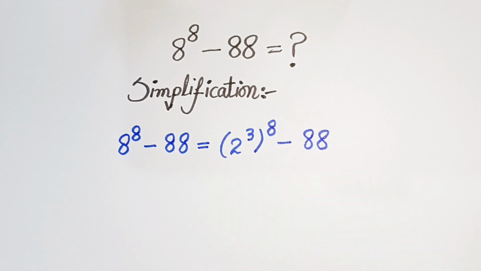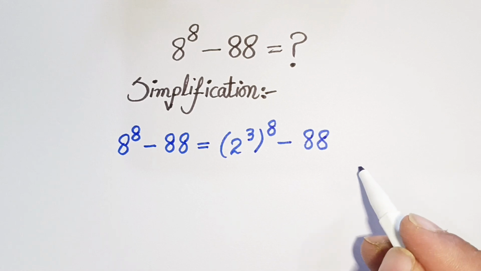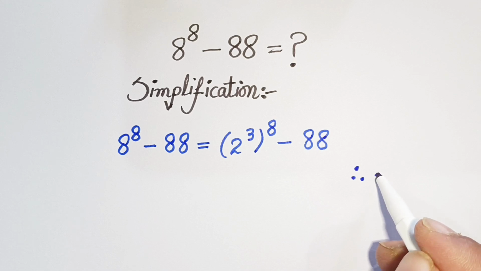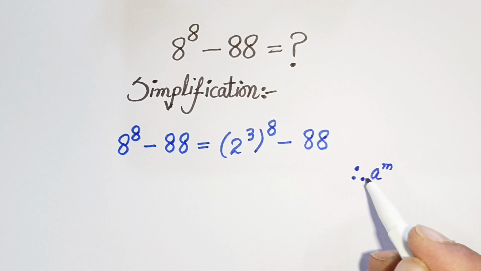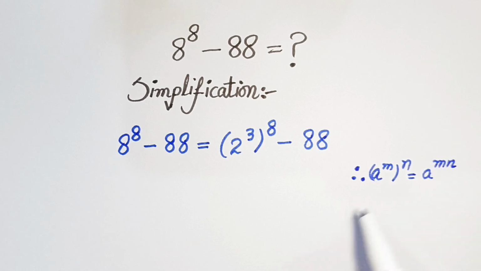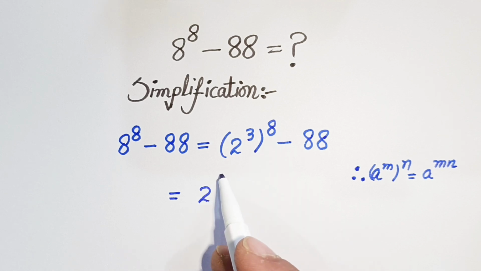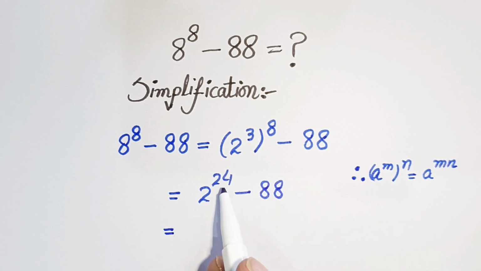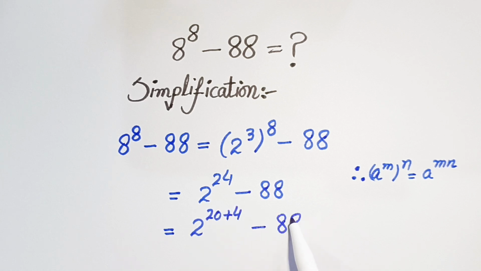Now here we use the exponential formula, that is (a to the power m) whole to the power n is equal to a to the power m times n. So here it is equal to 2 to the power 3 times 8, which is 24, and minus 88. Now our next step is, this 24 can also be written as 20 plus 4, so 2 to the power 20 plus 4, minus 88.